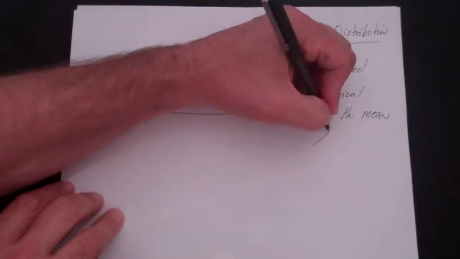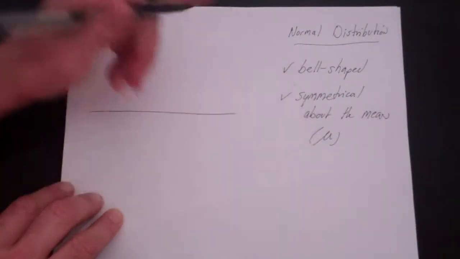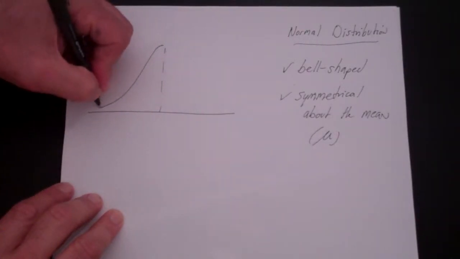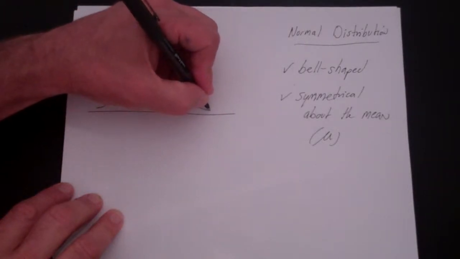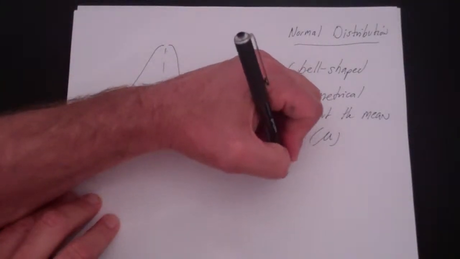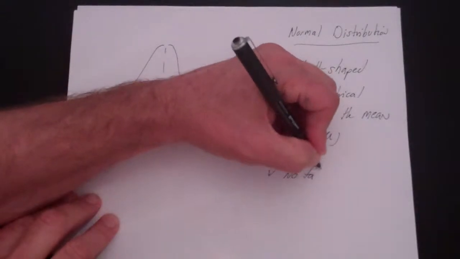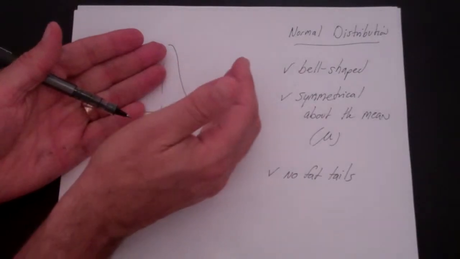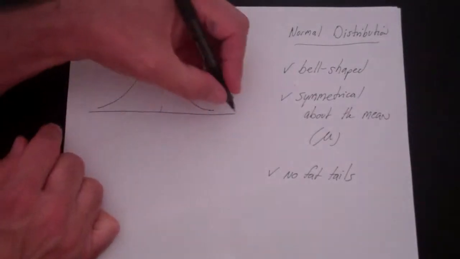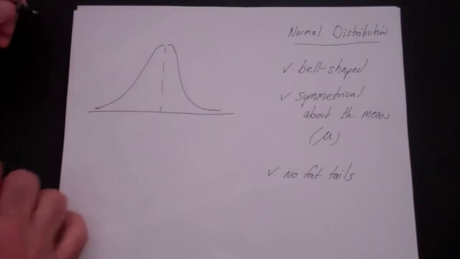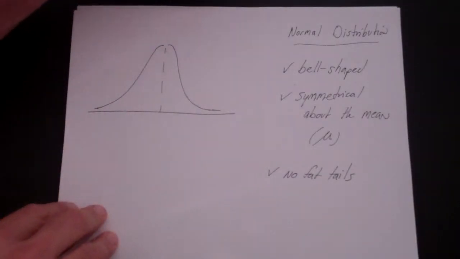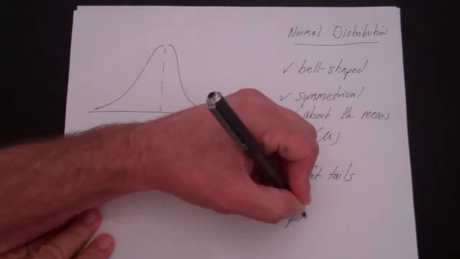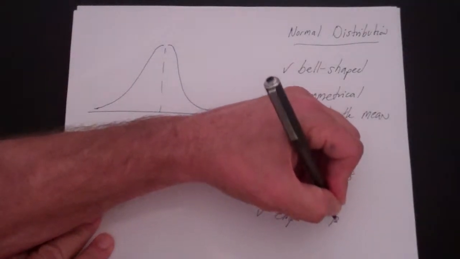And what we're going to do is use the symbol mu to mean the mean. Another thing to talk about is that it has no fat tails. In other words, the probability to be very far away from the mean is going to be relatively small. Not zero, but small. And the second thing is the distribution follows a specific pattern called the empirical rule that we'll do next.